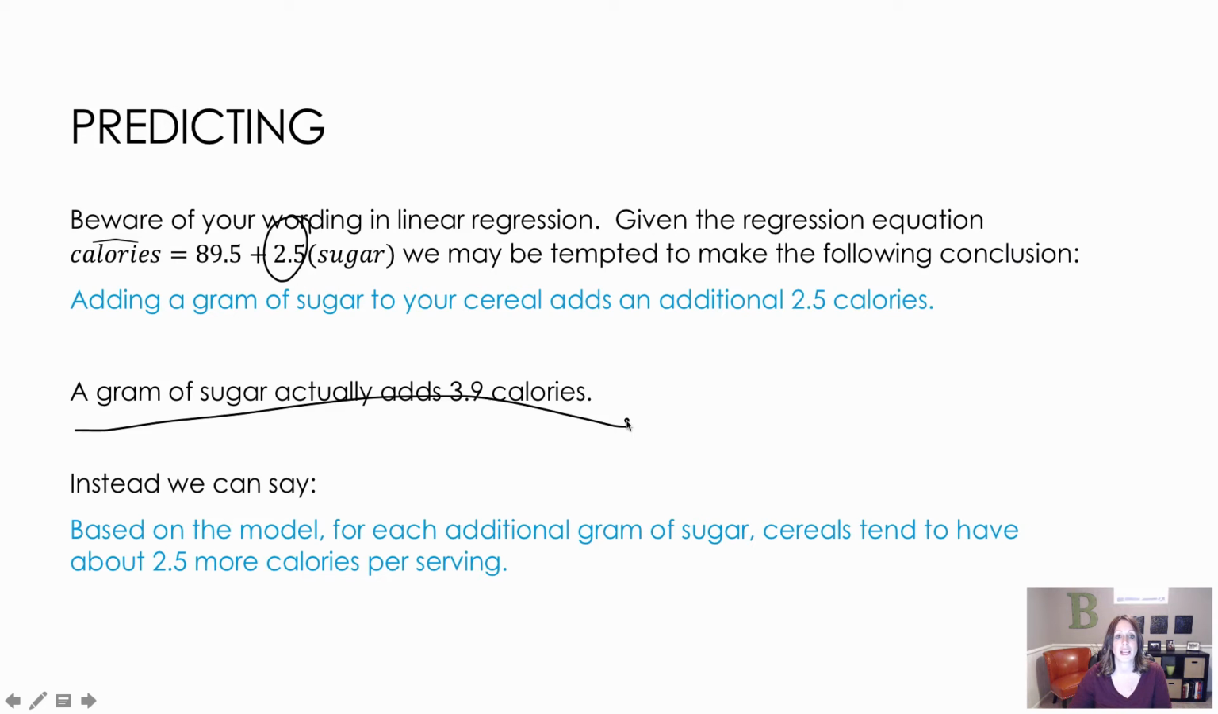But in reality, a gram of sugar is 3.9 calories. So again, be very, very careful. We're not saying that it's caused by, we're saying this is the trend of data.